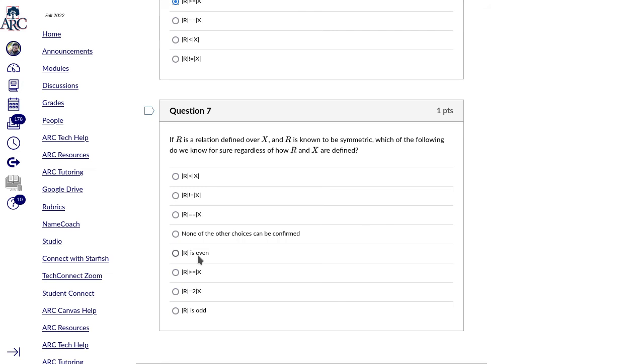So we only have these two left. Let me point to which one we're talking about. This one here doesn't have to be greater than, because we just used the empty relation as an example. The cardinality of an empty relation is 0. And it doesn't have to be exactly twice, because if the cardinality of R doesn't have to be even, that rules out this one already. So the answer is actually that none of the other choices can be confirmed.